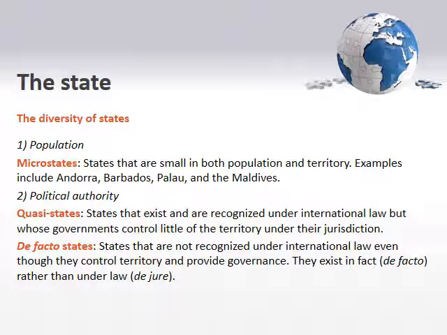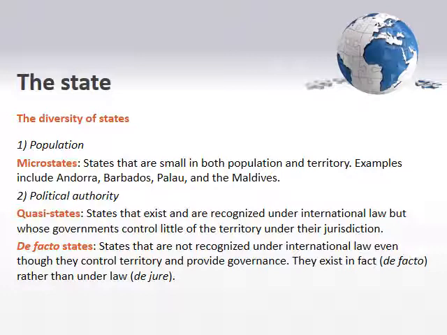There are also quasi-states that exist. They're recognized under international law, but their governments really don't control all the territory that is within their borders. An example of this would be Afghanistan, where the government there doesn't really control much outside of the capital city of Kabul.